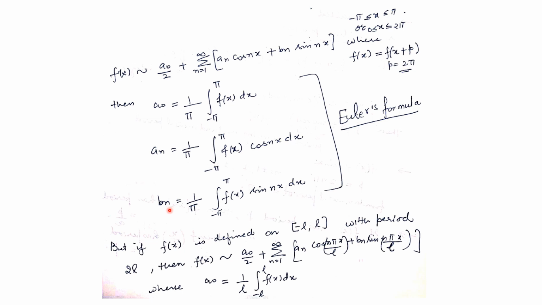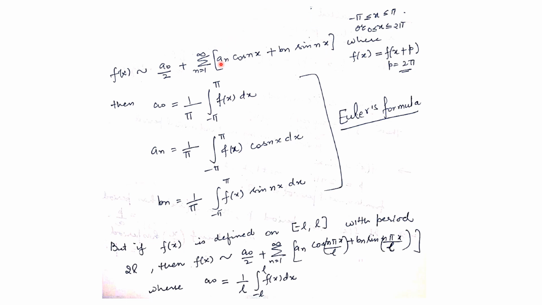Now just see how. In this equation, if you integrate both sides, left side as well as right side, from minus pi to pi, we get the integral from minus pi to pi of f(x) dx equal to a naught by 2 times the integral of 1 from minus pi to pi with respect to x, plus summation n varying from 1 to infinity of an times the integral from minus pi to pi of cos nx dx, plus bn times the integral from minus pi to pi of sin nx dx.